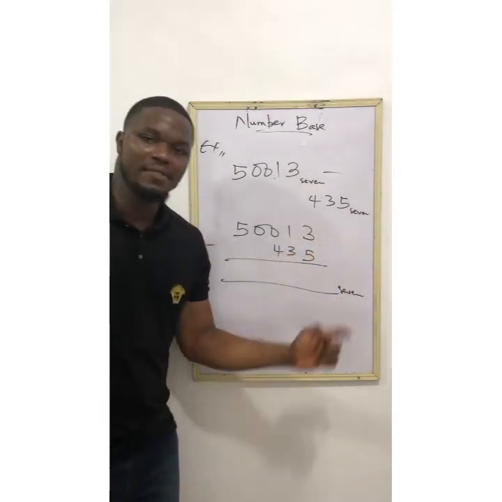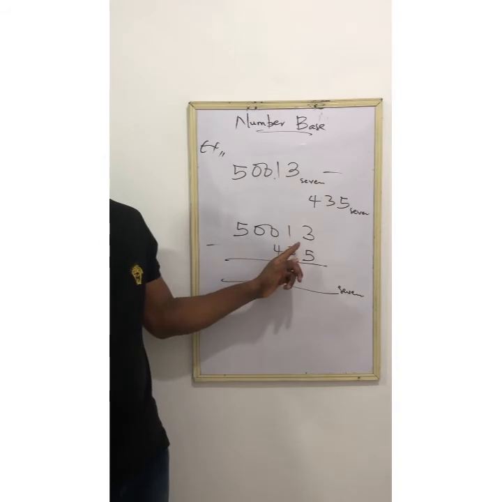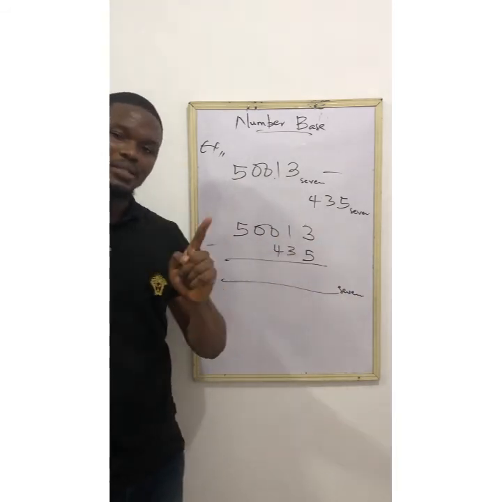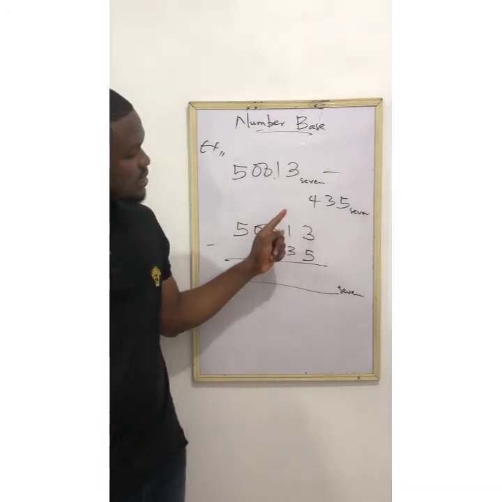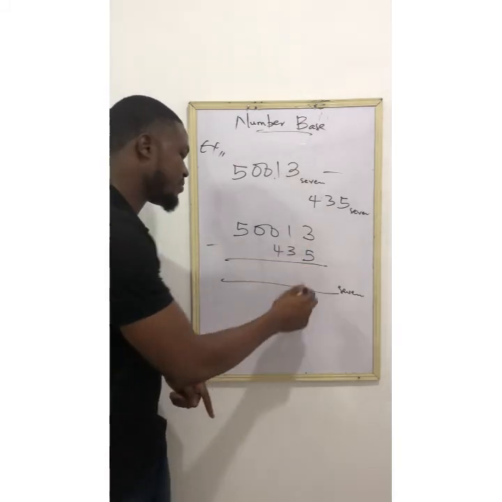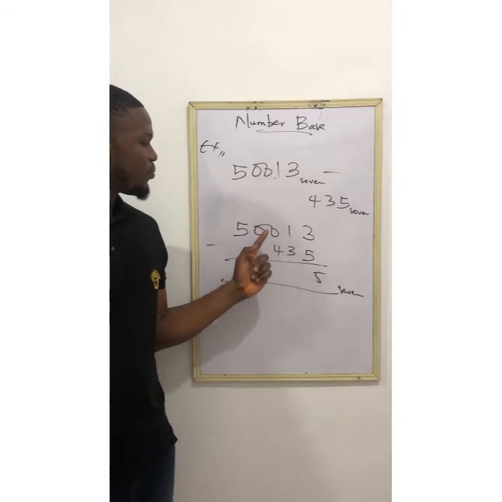3 minus 5, that can't go. So you have to borrow from the next number. The thing about subtraction in a base is that each number you borrow has the value of the base. So when you borrow 1 from here, that 1 comes to 7. 7 plus 3 is 10. 10 minus 5 is 5. You borrow this one, so here is remaining 0.